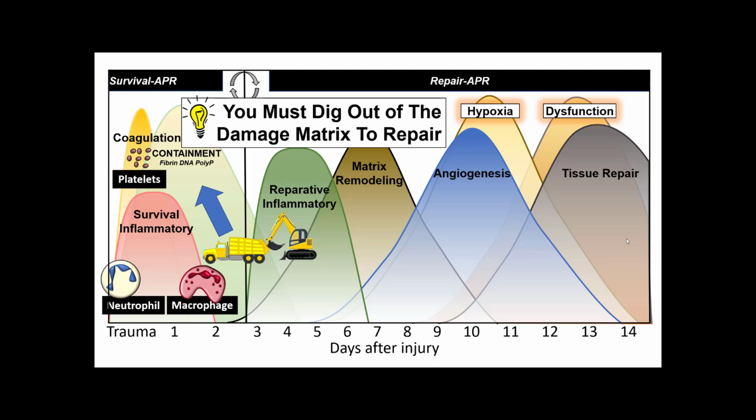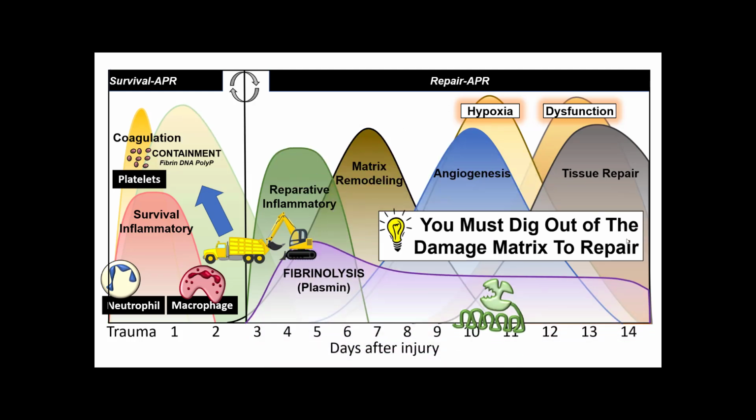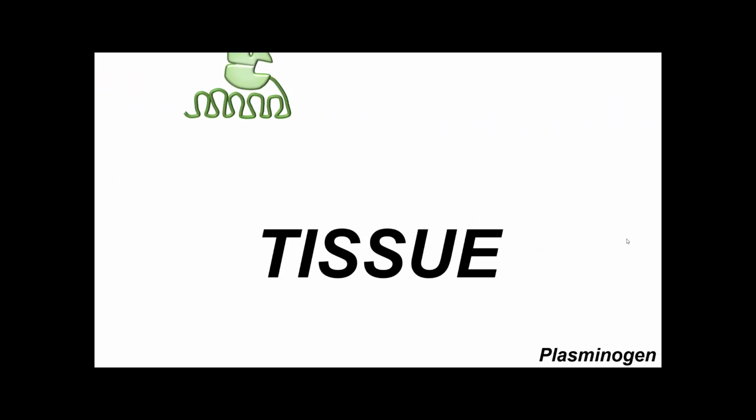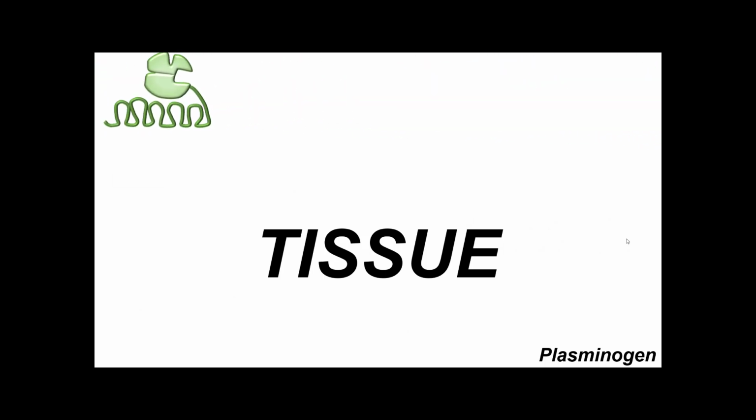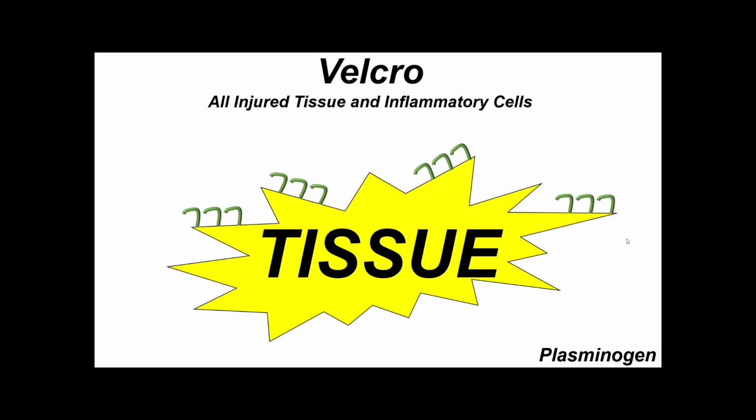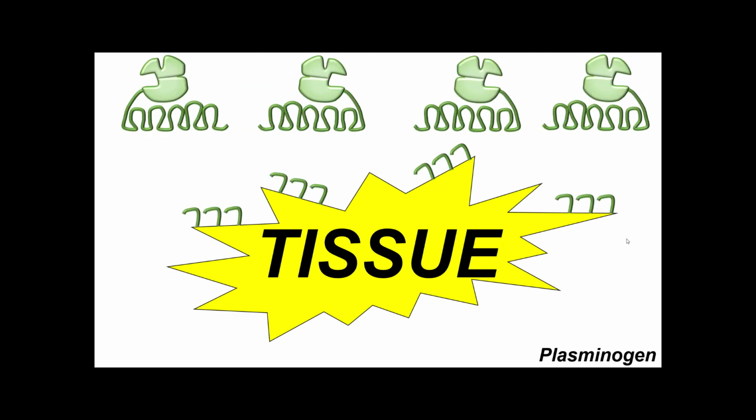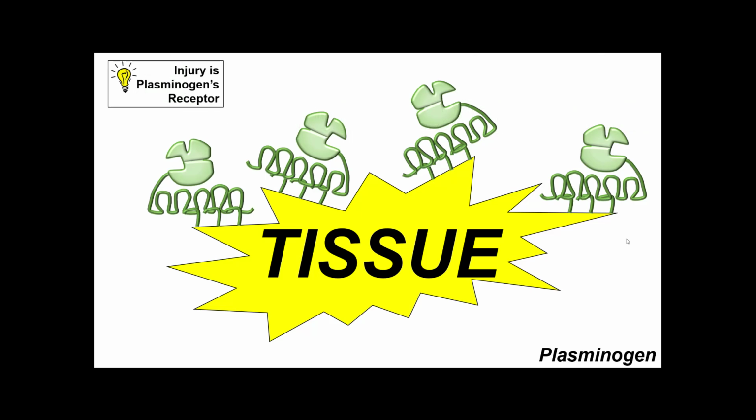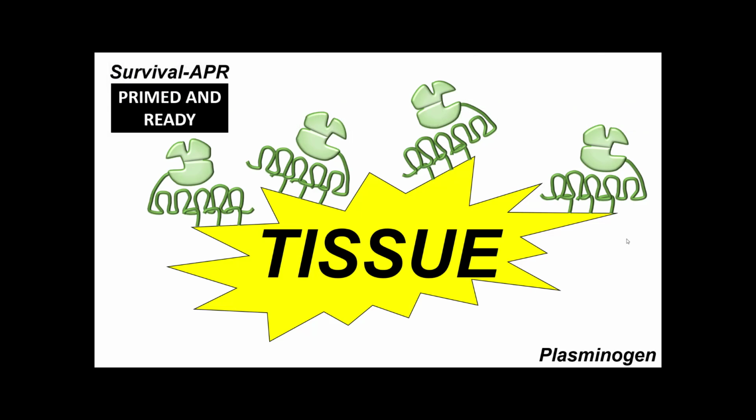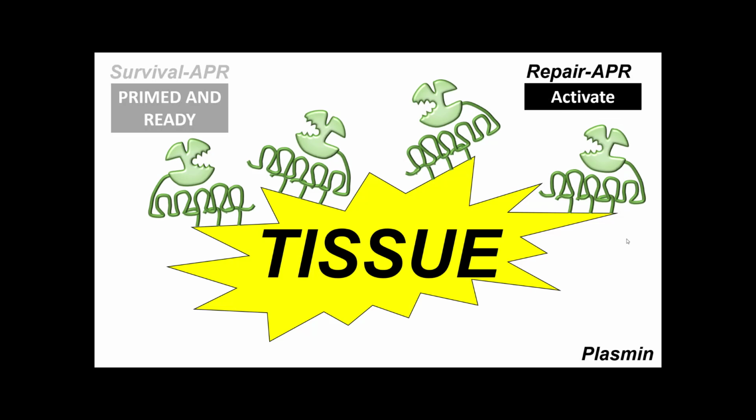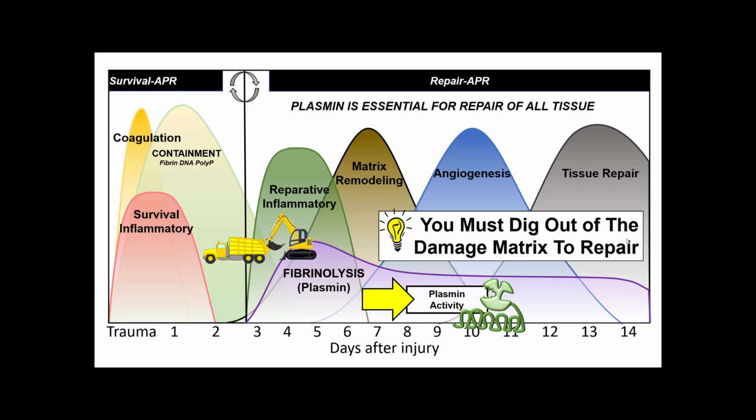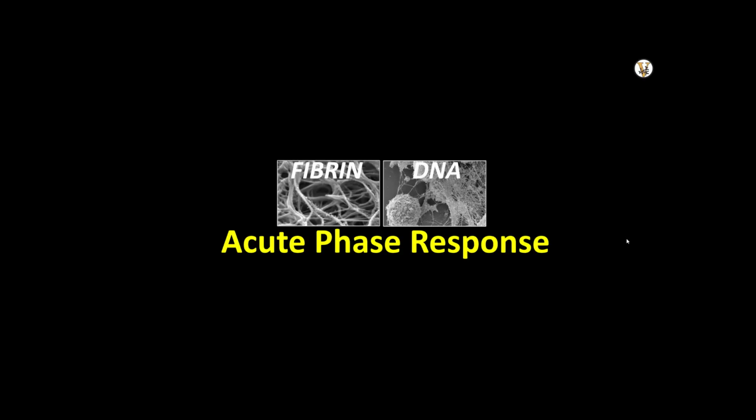In essence, the way you want to think about what's been discovered about the fibrinolytic system is that you must dig yourself out of this damaged matrix. And plasmin is one of the main proteases that does this. Plasminogen is one of the 7th highest proteins circulating in your blood, and its receptor is basically any injured tissue. So it will stick to that tissue, and it's primed and ready to go during survival APR. But one key take-home point is that it shouldn't be activated until we get into repair. So plasmin should only be activated in repair. And again, the purpose of this is to dig us out and to heal all of that tissue.